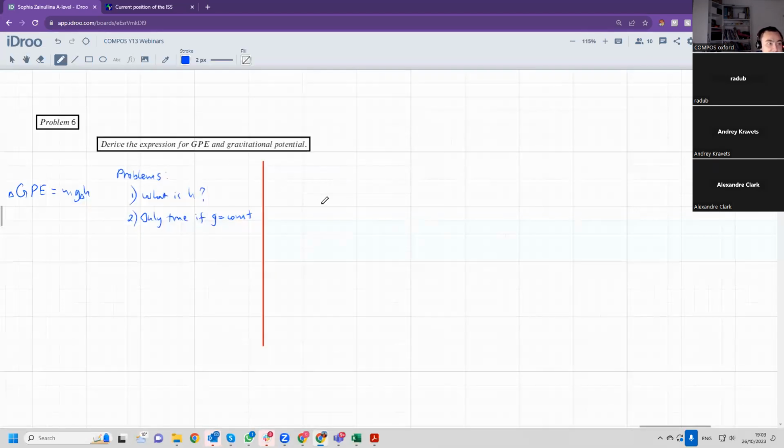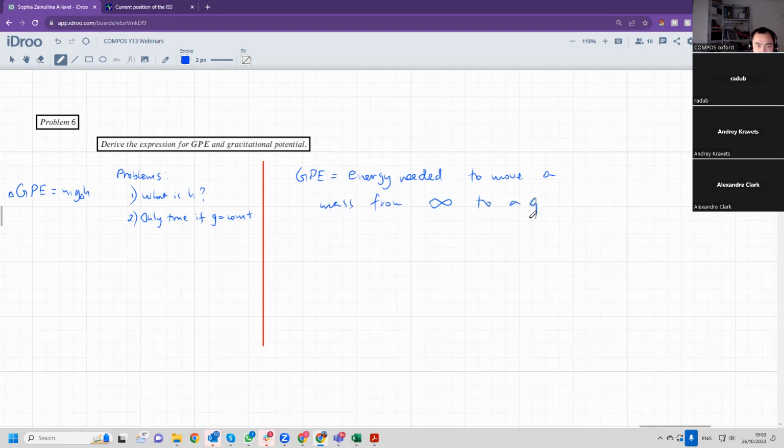Gravitational potential energy is the energy needed to move a mass from infinity to a given point.